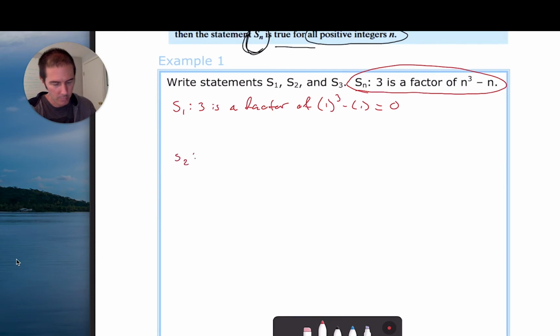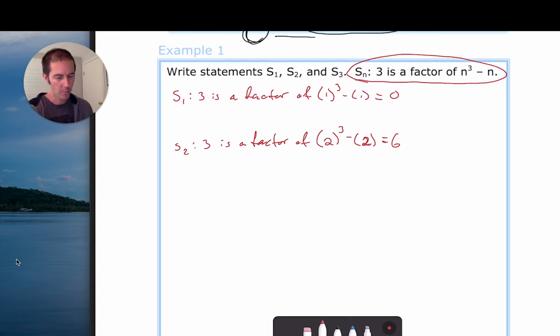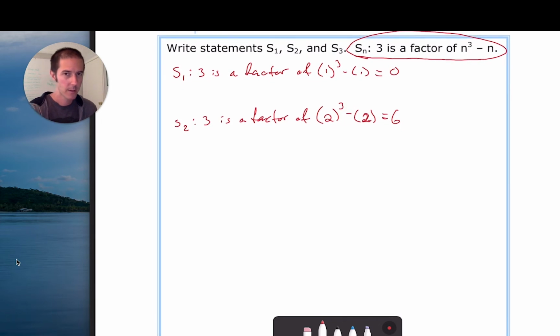S sub 2. 3 is a factor of... Now we've got an n value of 2 to the third power minus 2, which is equal to 6. Is 3 a factor of 6? Most of you are thinking yes. You're not saying it out loud, though. You'd never say it out loud. Somebody might hear you, and you might be wrong. But in this case, you're right. 3 is a factor of 6.